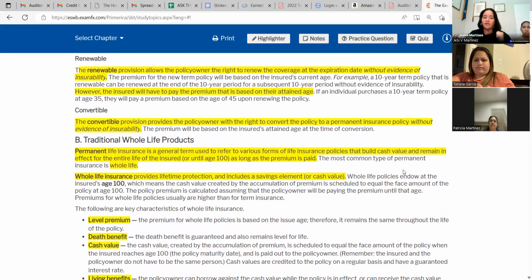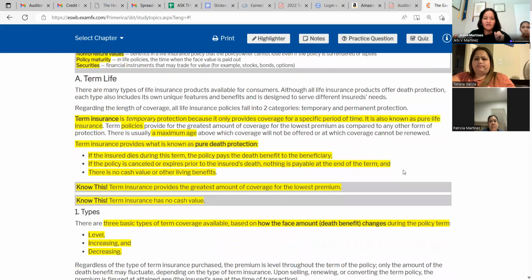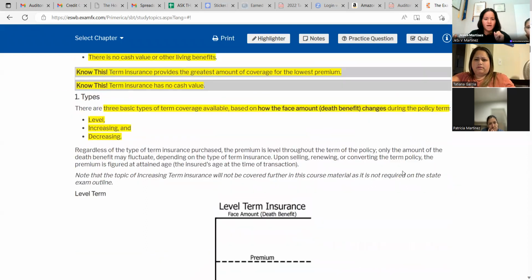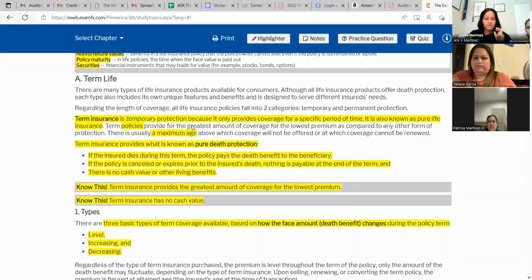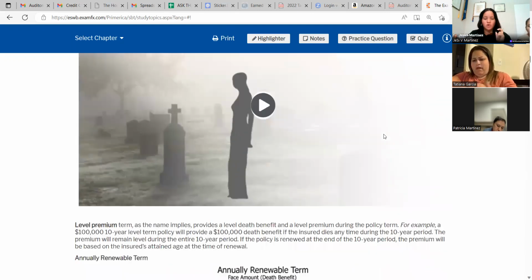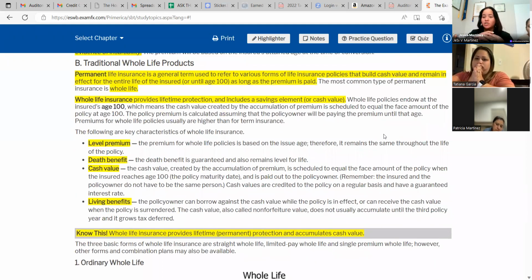If we think back to the characteristics of term, I don't know if anybody remembers them. There are 3 types: level, increasing, or decreasing, but pure, temporary protection. I'm just trying to compare it so it's better. Term is temporary, it has level premium, and it has no cash value. So let's go through the whole life characteristics and see what's similar and what's completely different, so when it comes to a question in the quizzes or the exam, we'll know they're talking about the other one.